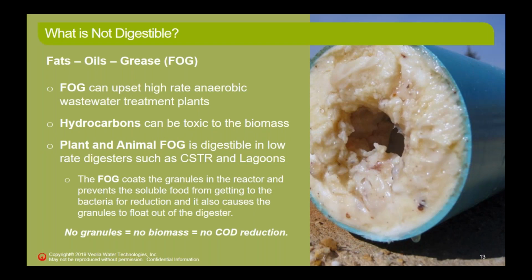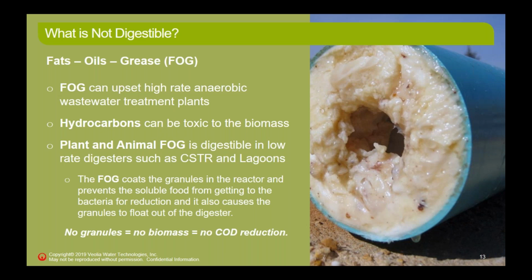And back to FOGs, they can upset the high rate systems because, again, they can coat the system, as you can see in that pipe, which is a bad thing. They coat the granules and they float out and reduce the biomass activity. Although plant and animal FOG is digestible, again, it's not in there long enough to be digested because fats are very complex molecules and they take a long time to break down.